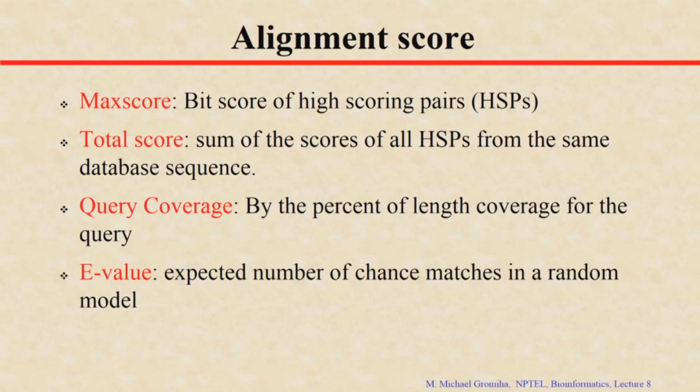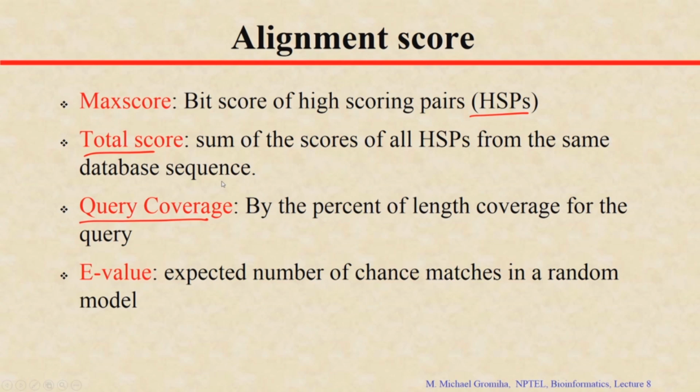So, now what are the different scores, what are the various parameters used to assess the score? What is the maximum score? As I discussed earlier, this is the high scoring pairs, how many high scoring pairs in the alignment. This is the bit score of high scoring pairs. Then the total score, this will give you all the HSPs from the same database sequence. Then the query coverage, as we discussed now, the percentage of length coverage for the query.